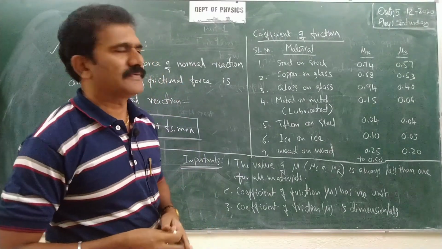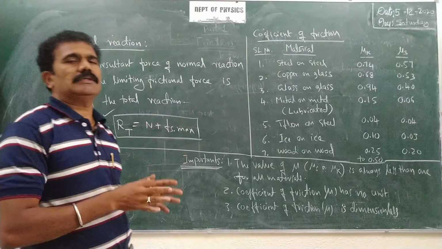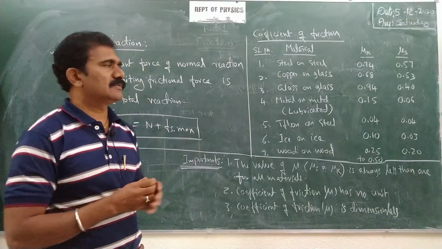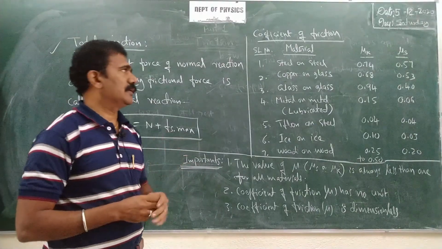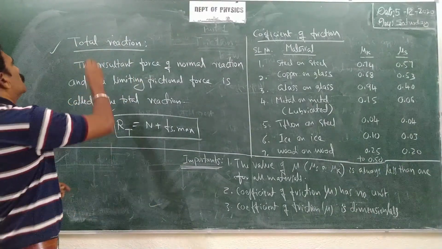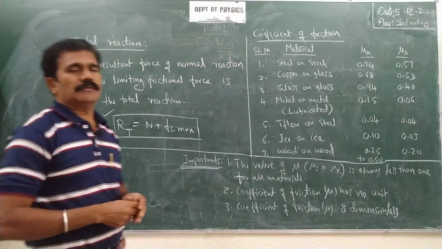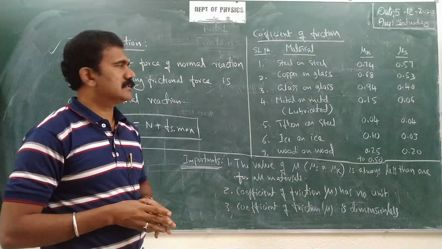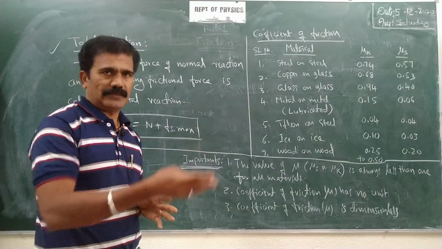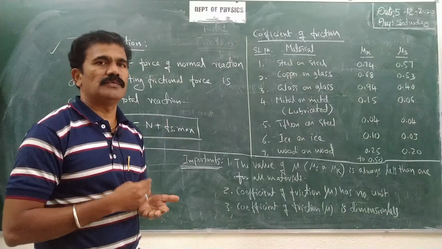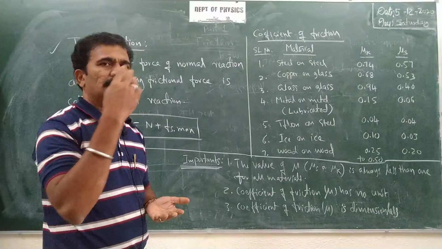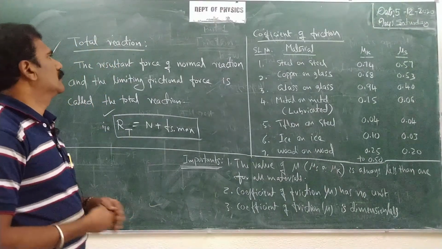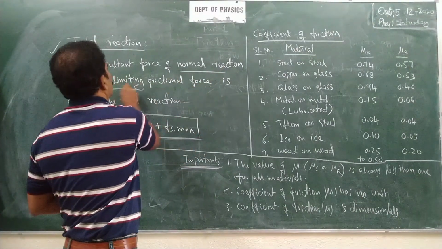So welcome back, students. In this video, I'm just discussing the things we left out in the last videos, some of the concepts we have to continue from the last video. That is actually about the total reaction. In the last video we discussed the two types of friction, static friction and kinetic friction, and how to calculate the coefficient of static friction and coefficient of kinetic friction also, right? Now let us see the relation between the normal reaction and limiting friction.